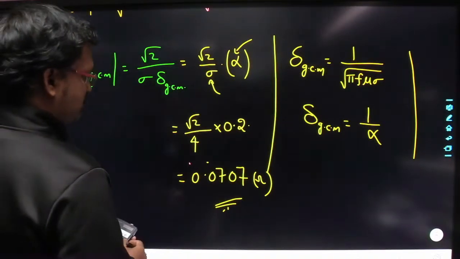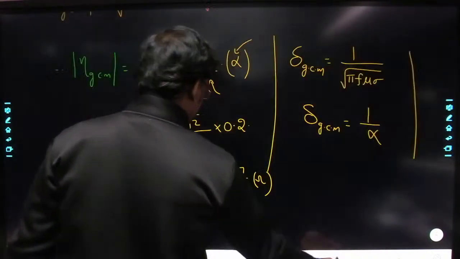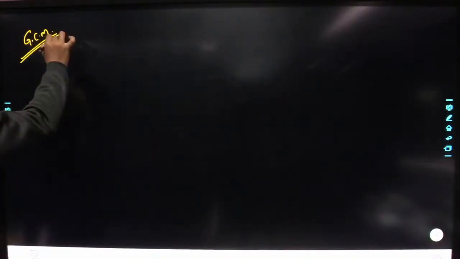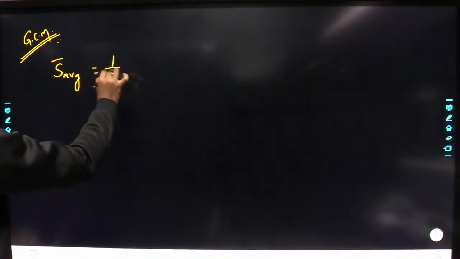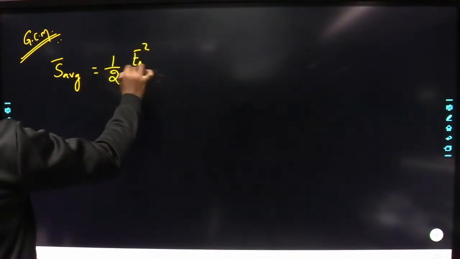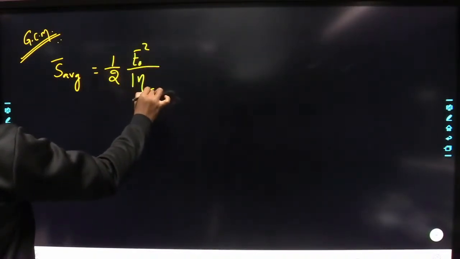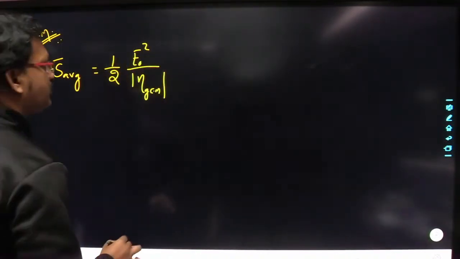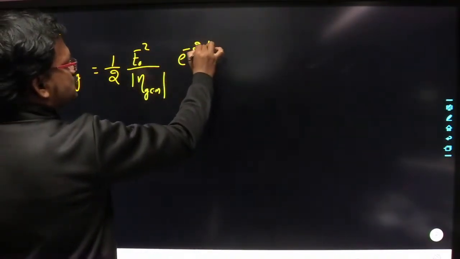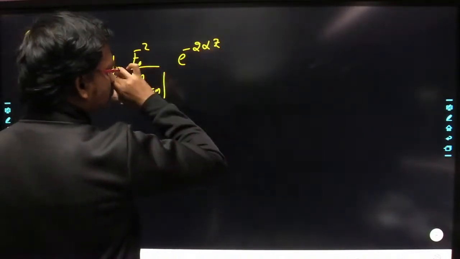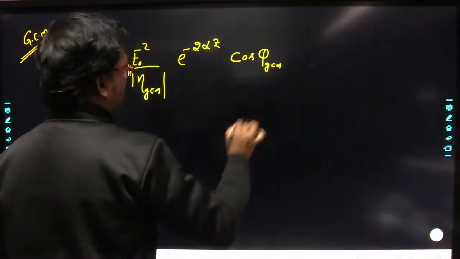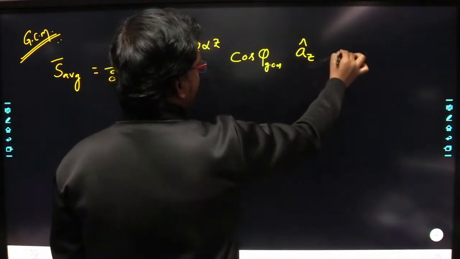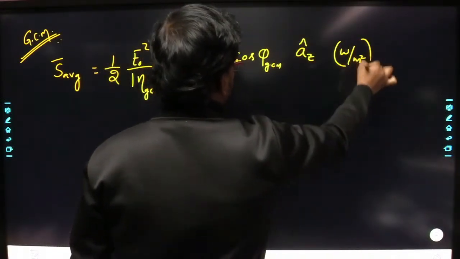So this is the magnitude. Now we have determined the nature of the medium, that is a good conducting medium. In this case S average is equal to half into E naught square divided by the magnitude of the intrinsic impedance of the good conducting medium, into e power minus 2 alpha z into cos phi. The wave is propagating in the az direction, so the units are watt per meter square.